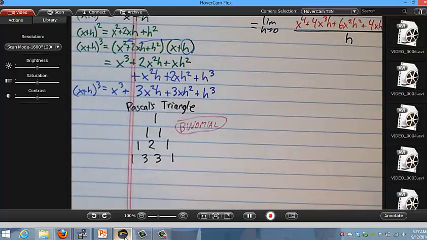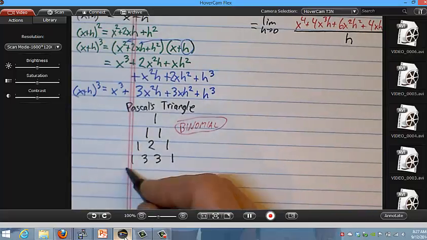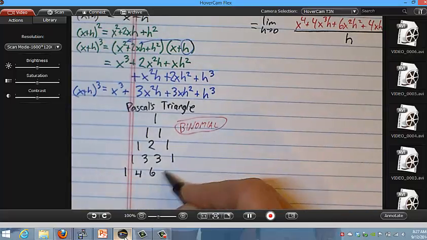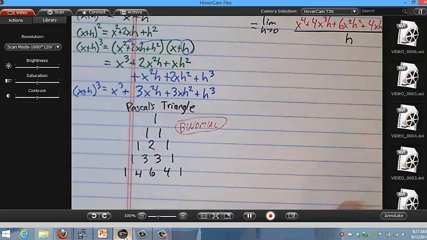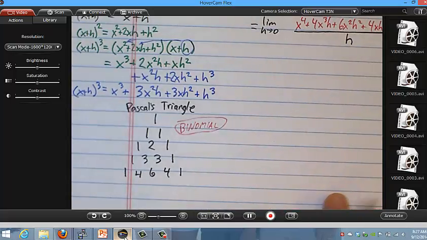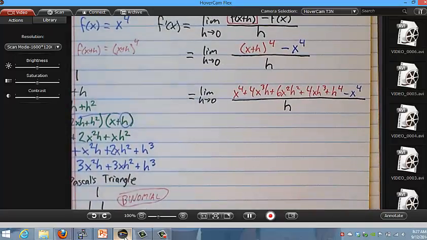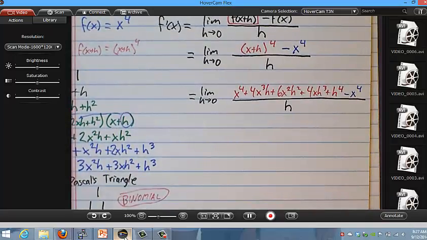Oh, and what's the pattern for Pascal's triangle? Where's the 3 come from? 1 plus 2. So if I want to get the next row, 1, 4, 6, 4, and 1. And that's really nice to have. Because now I go ahead and I want to compute x plus h to the 4th power. I do 1, 4, 6, 4, 1. There it is. I just think that's nice to see if you haven't seen it before.